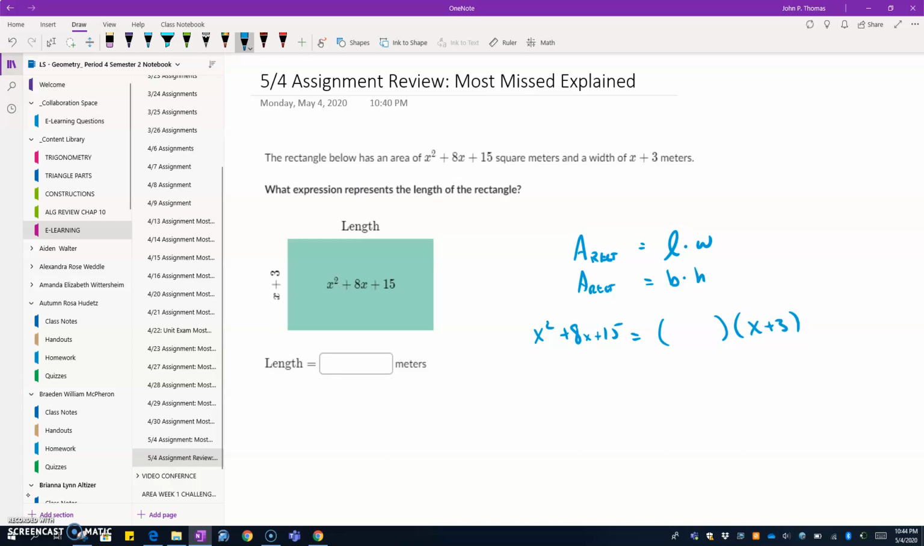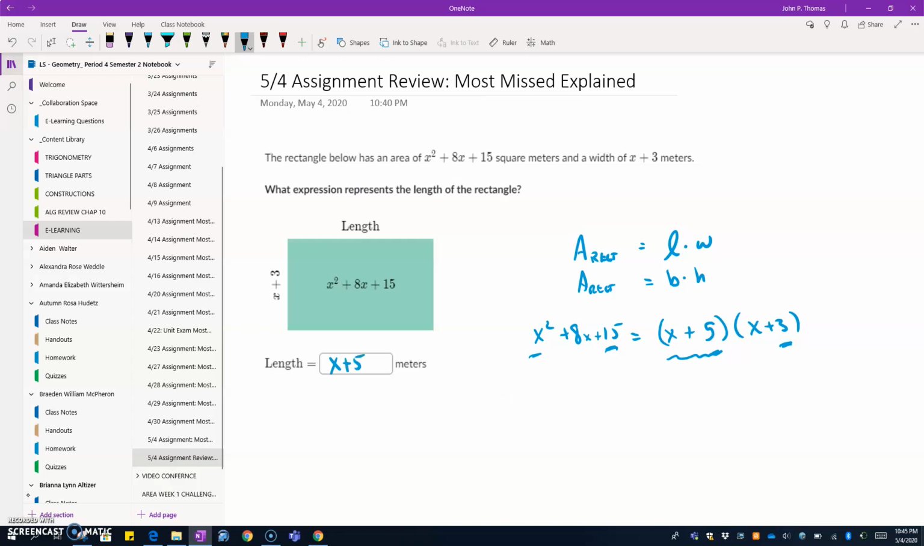Now the beauty of that is I know that 15 is this piece times this piece. So that forces my hand, there's got to be a 5 there. And then I also know the first is x squared in this one, so I'm going to have an x there. So our length, with the other dimension, is this x plus 5.